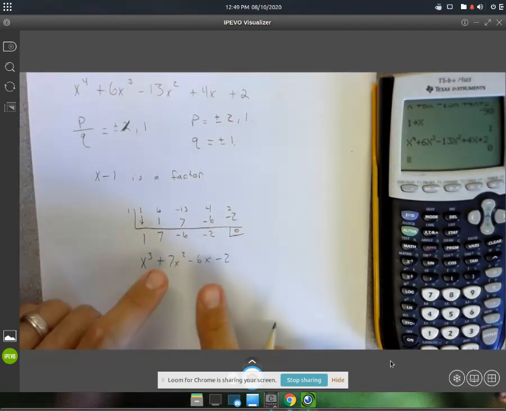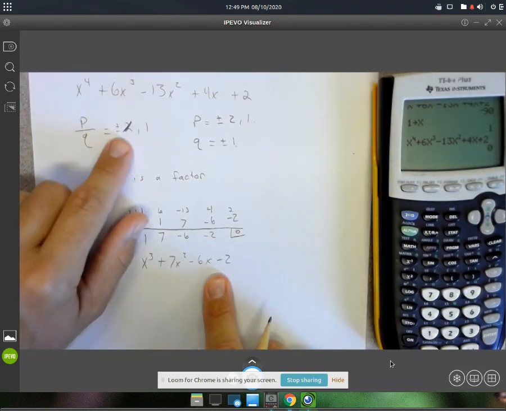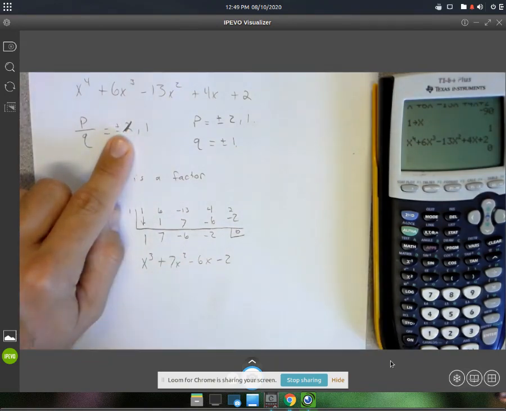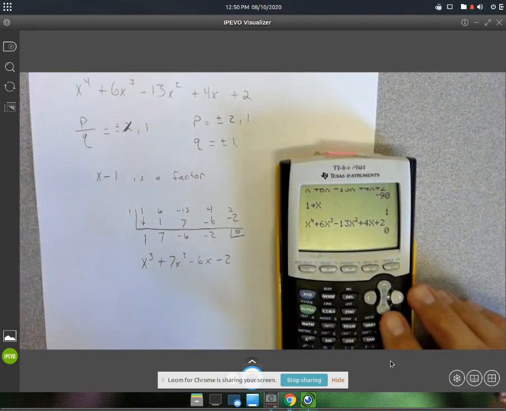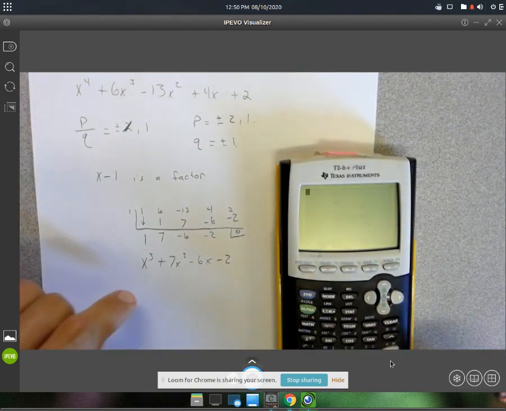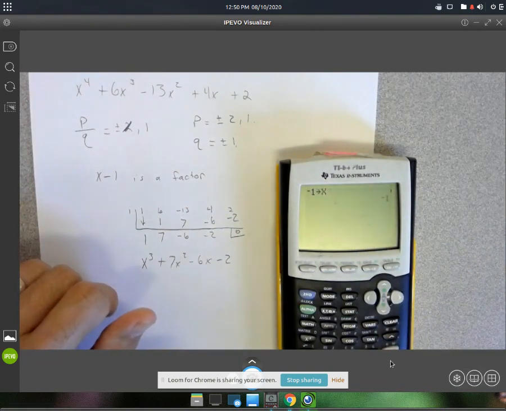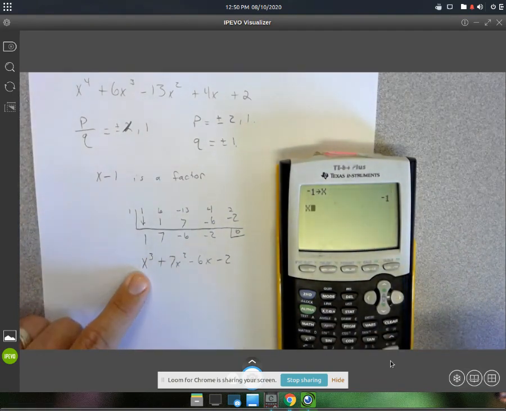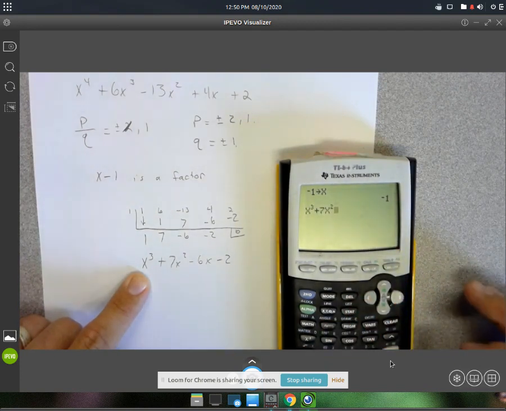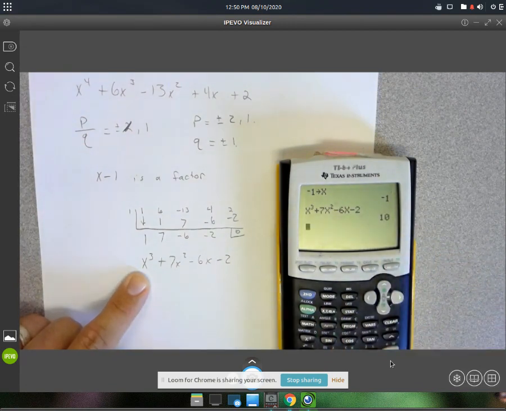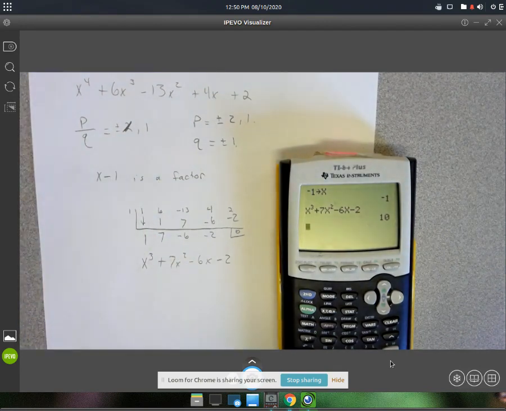All right, so now I'm going to continue my P over Q list only using these numbers. Now I don't have to try 2 again because it will not work. So let's do negative 1. Negative 1 stored to x, and we'll type in our new polynomial, x to the 3rd plus 7x squared minus 6x minus 2. Does not give us 0. So you might think, well, I've already tried 2, and negative 1 doesn't work, so there's probably no other factors.